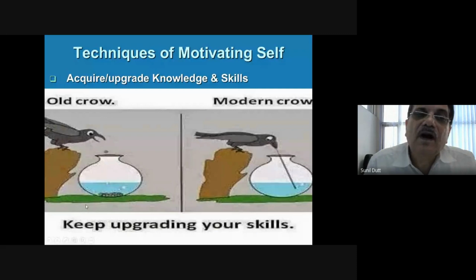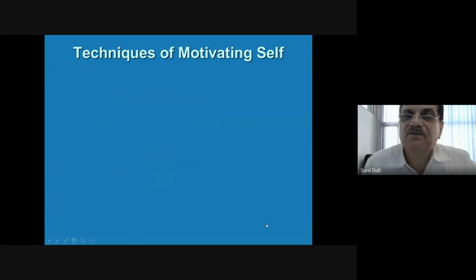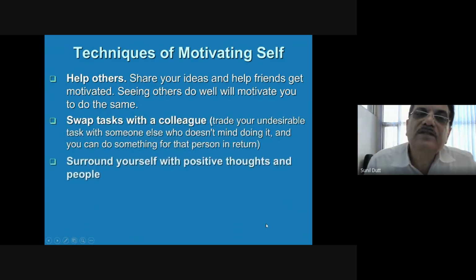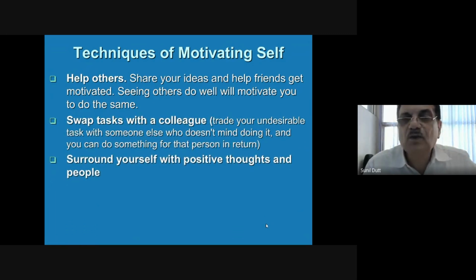Now, you have already heard the story of the thirsty crow. This was an old crow, and it was putting small pebbles in the pitcher, and then slowly the water gets up. Now in this case, he has upgraded his skill, so he is using a straw to drink water. So keep upgrading yourself on a regular basis, and help others. Sometimes you can swap tasks with your colleague.